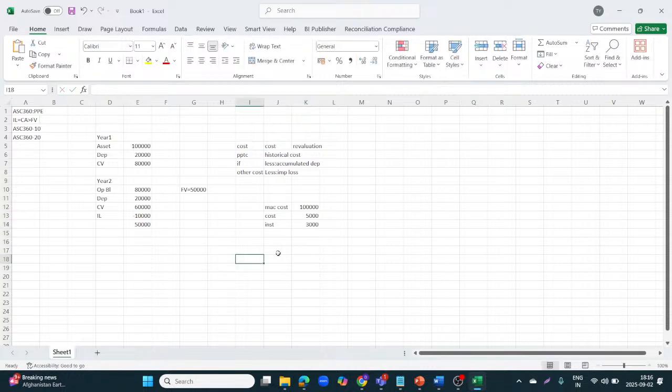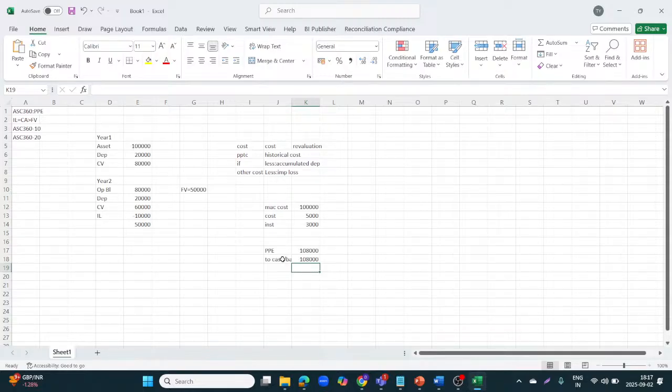So we'll debit the machinery, that is, we can say property, plant and equipment. These costs will be added, because to make it functional, this transportation needs to be done and installation needs to be done. So it will be 1,08,000 debit to PPE account, credit to cash or bank account with 1,08,000. Okay, this will be the journal entry.